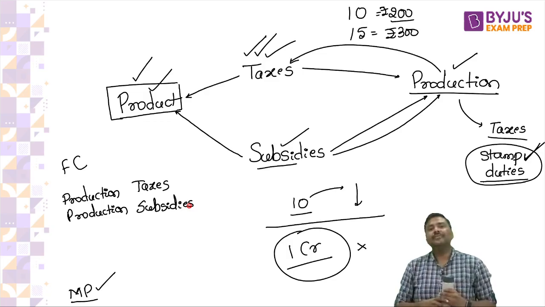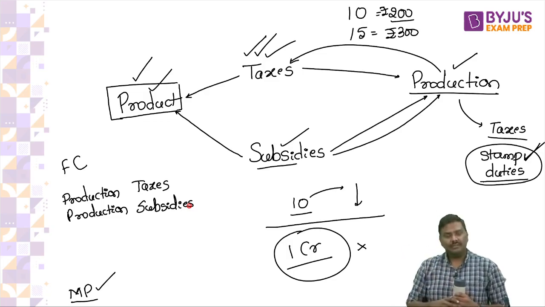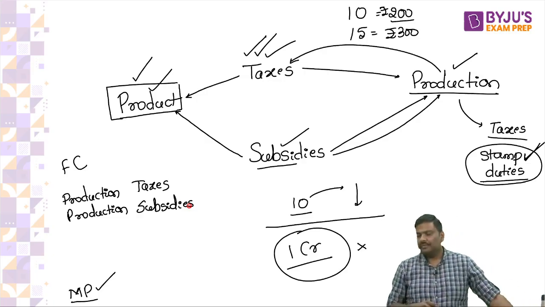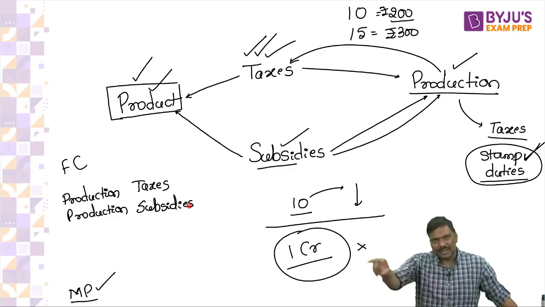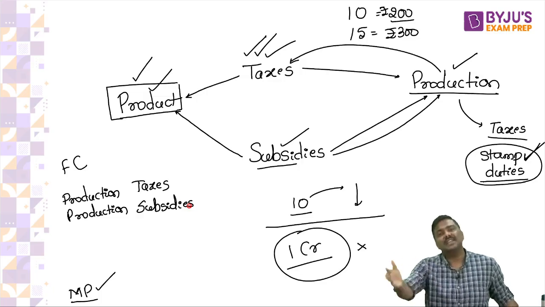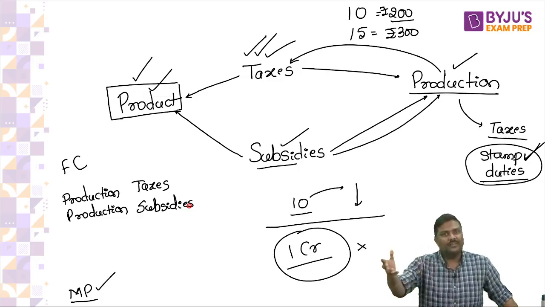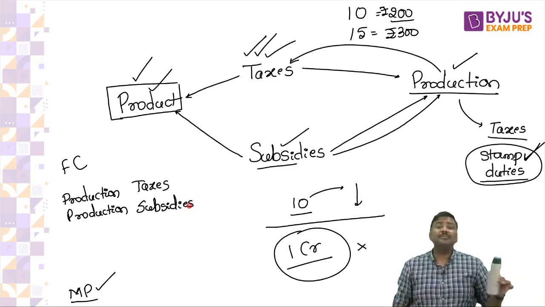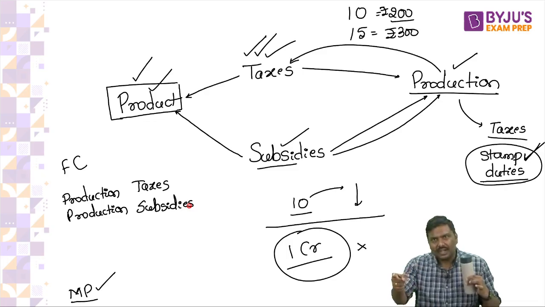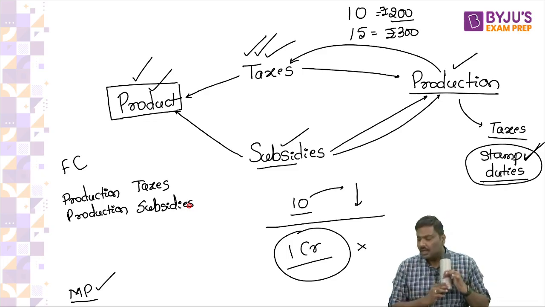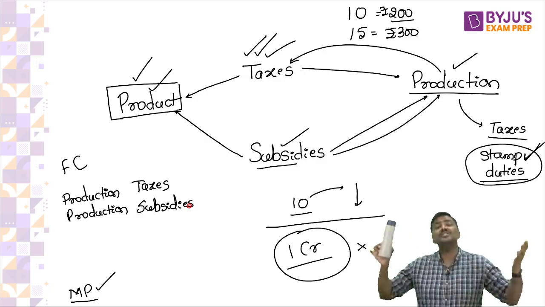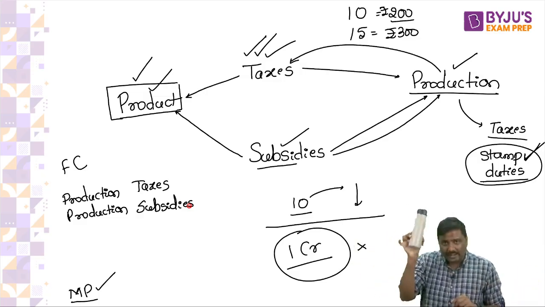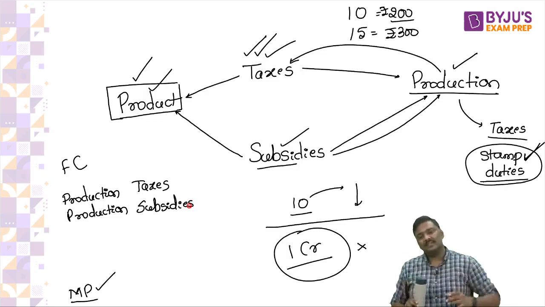I'll tell you why. Why did you pay stamp duties? You tell me the answer now. You paid stamp duties because you purchased land. For what purpose did you purchase the land? For manufacturing of the bottle. Who is using the bottle? Is it the manufacturer or is it the consumer? Who is using the bottle? Consumer. So now is it okay if I say anything related to the bottle, any cost incurred for the bottle, should be paid by the customer?